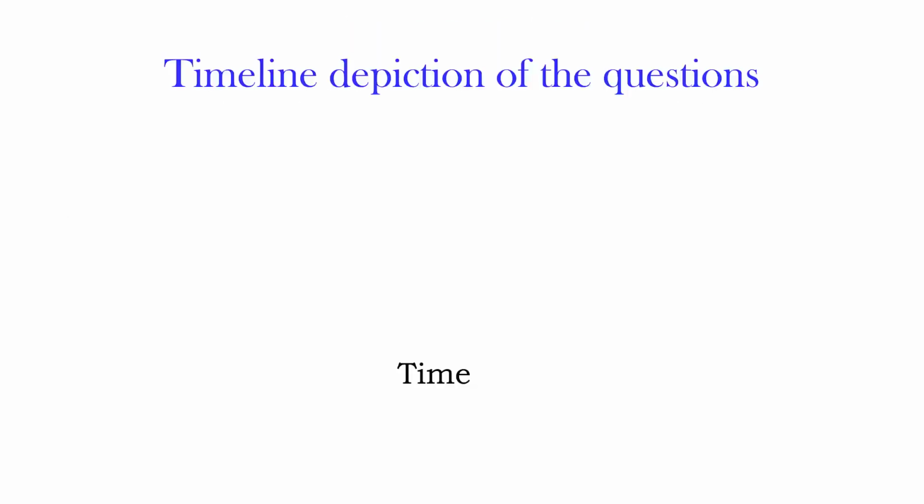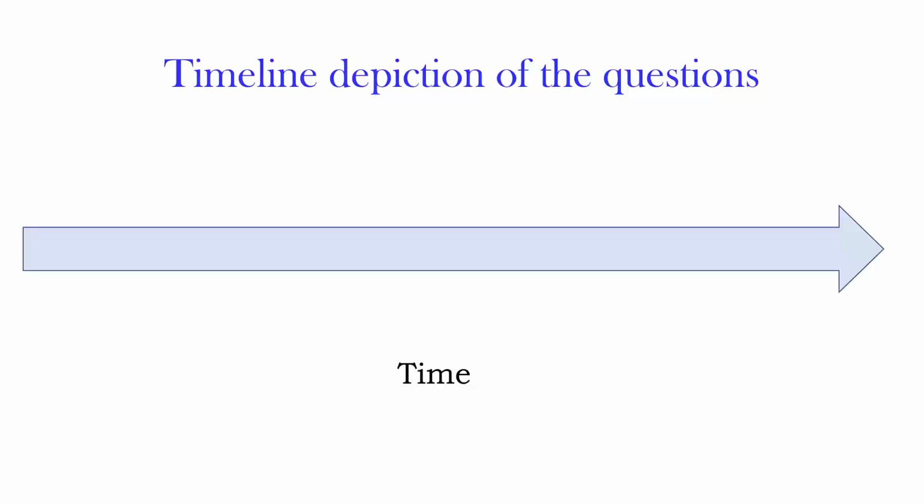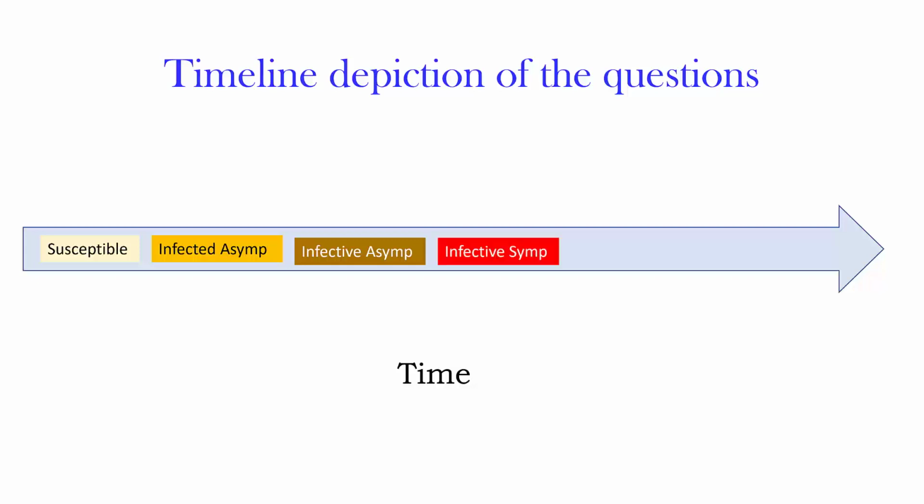So here's a timeline, a depiction of the questions. What we really want to know is: a person is susceptible to the disease and then becomes infected, and may or may not be asymptomatic. That infected asymptomatic may go on to be an infective asymptomatic, so able to spread the disease. Then they might become an infective symptomatic, so you have symptoms and you do infect other people, and then you recover from the disease. And once you're recovered, can you relapse? Can you lose that immunity?